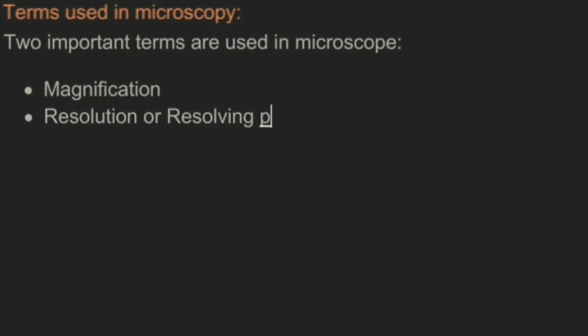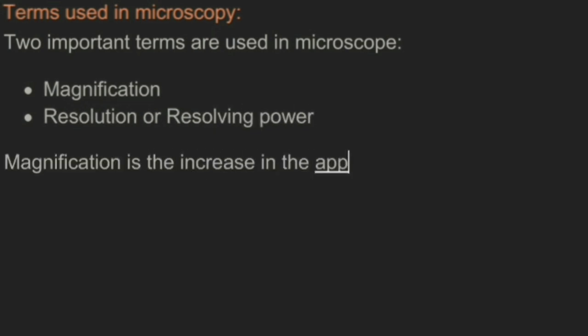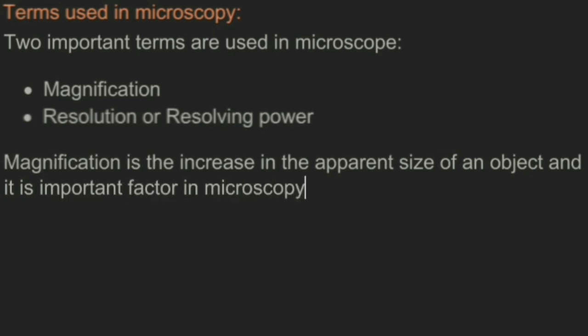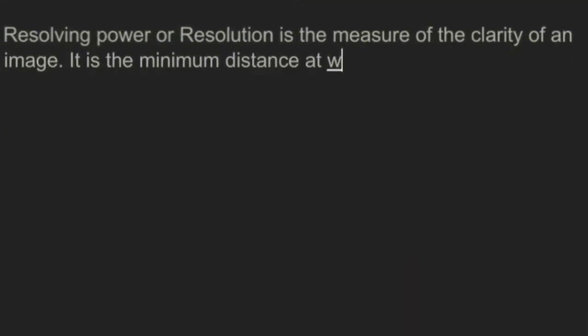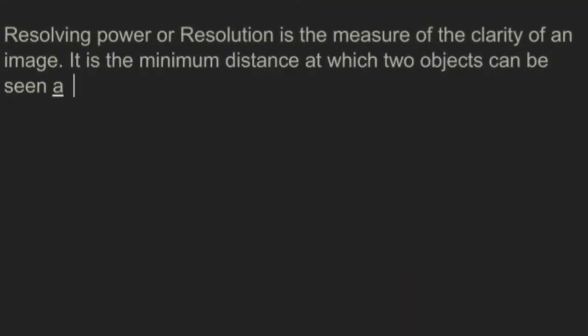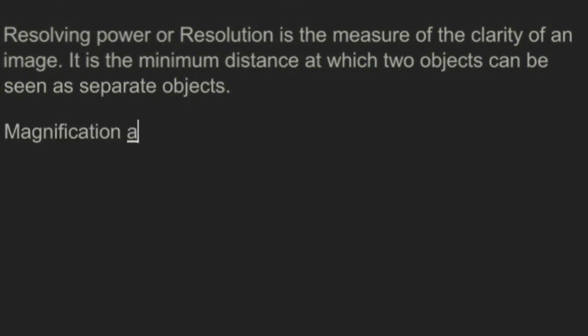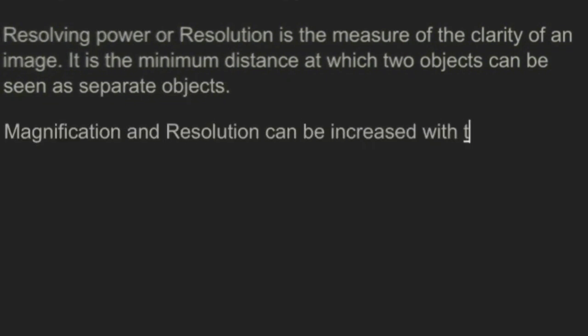There are two important terms that are used in microscopy. These are magnification and resolving power. Magnification is the increase in the apparent size of an object, and it is an important factor of microscopy. Resolving power or resolution is the measure of the clarity of an image. It is the minimum distance at which two objects can be seen as separate objects. And the resolution of the human eye is at least 0.1 mm apart.